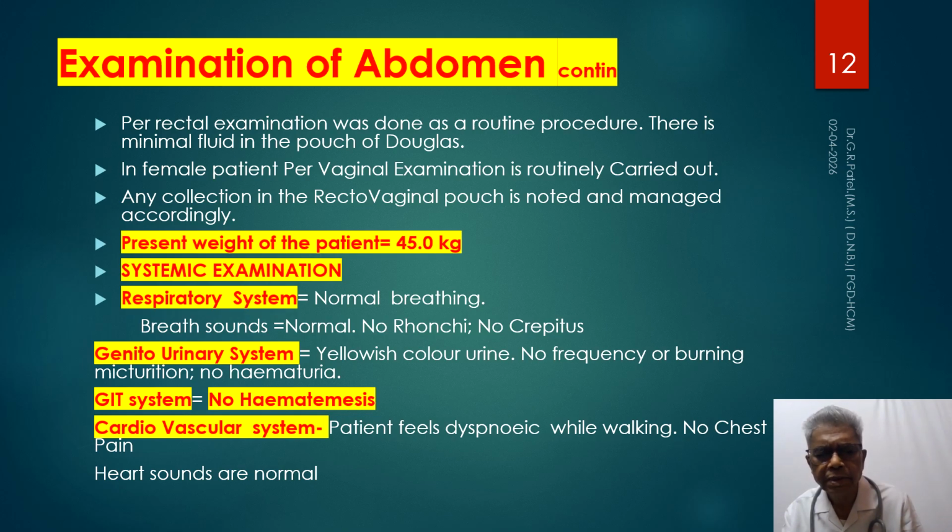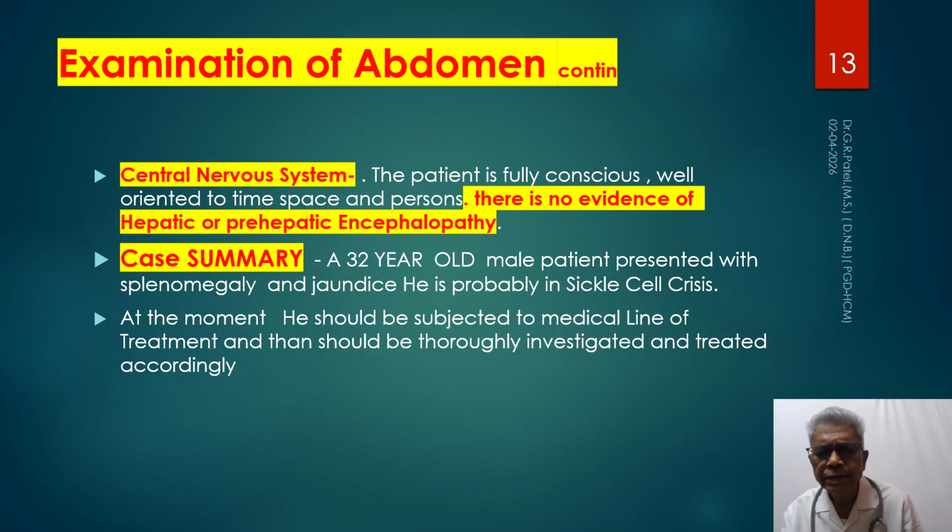Then comes the systemic examination. For the respiratory system, normal breathing, breath sounds normal, no bronchi, no crepitus. Genitourinary system, there is a yellowish discoloration of urine, no frequency or burning micturition, no hematuria. GIT system, there is no history of hematemesis. Cardiovascular system, patient feels dyspneic while walking, no chest pain, heart sounds are normal. Central nervous system, the patient is fully conscious, well oriented to space and person. There is no evidence of hepatic or prehepatic encephalopathy.